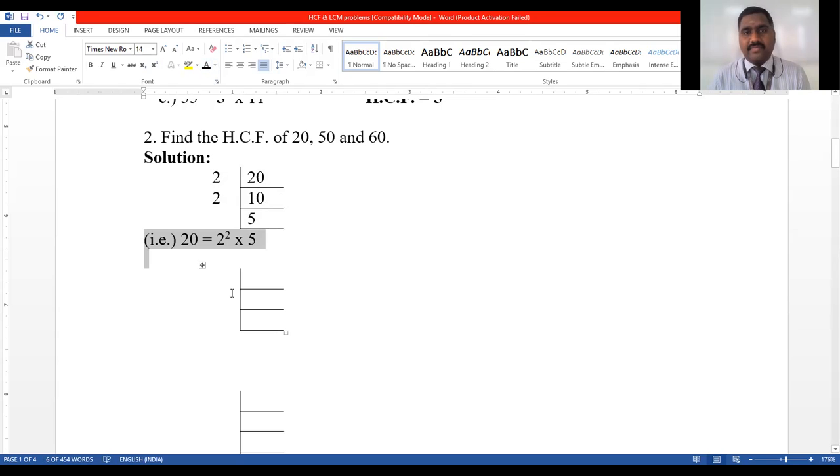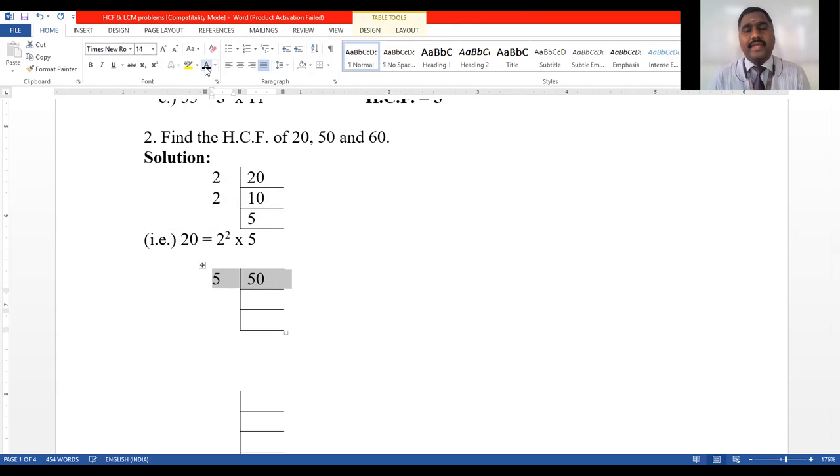Similarly, for the second number, we need to find out the divisors. So 50 can be divided by either 2 or 5. You can choose any one number. If you divide by 5, you will get 10. Again, if you divide 10 by 2, you will get 5. So the remainder is 0. So what is the divisor for this number?